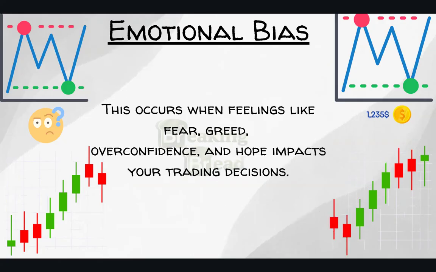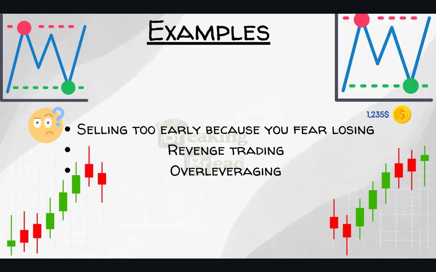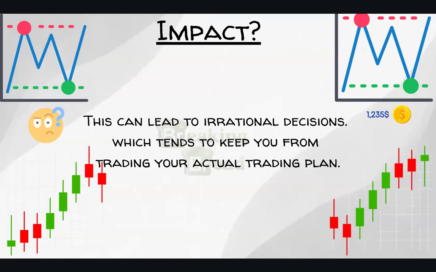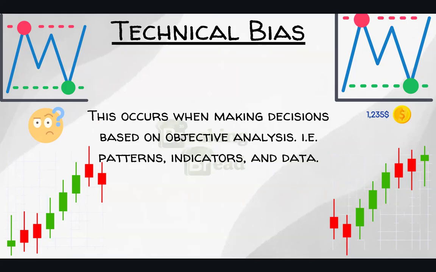So let's start off with emotional bias. This occurs when feelings like fear, greed, overconfidence, and hope impact your trading decisions. Some examples of that would be selling too early because you fear losing, revenge trading, and over leveraging your account. Now, this tends to lead to irrational decisions, which tends to keep you from your actual trading plan.